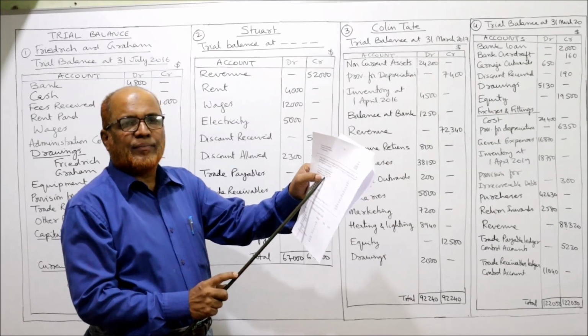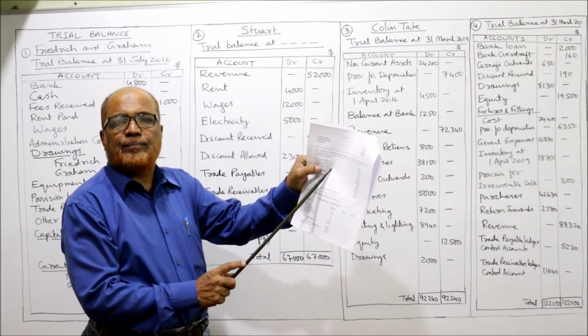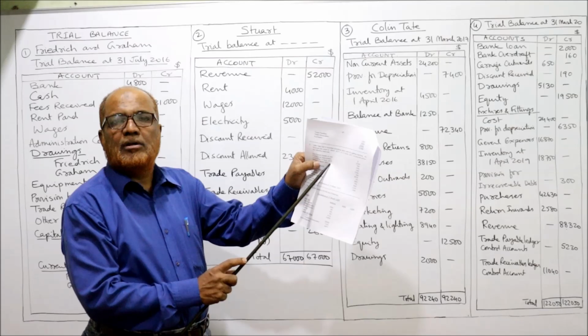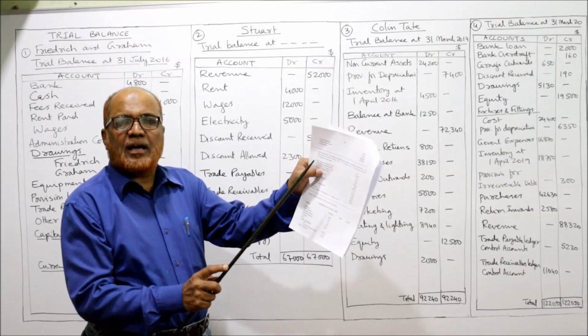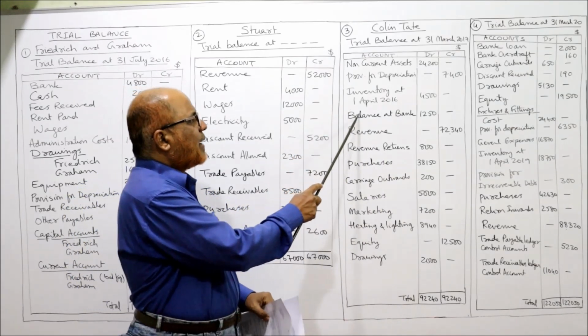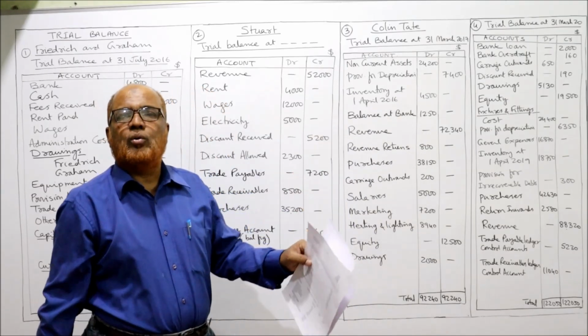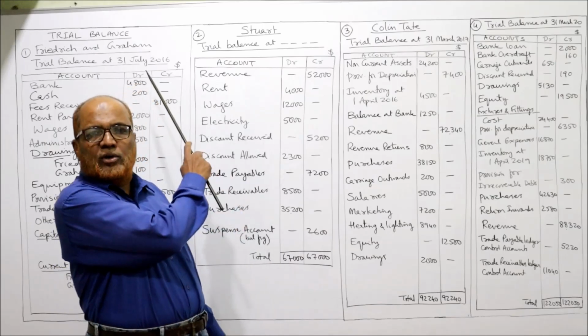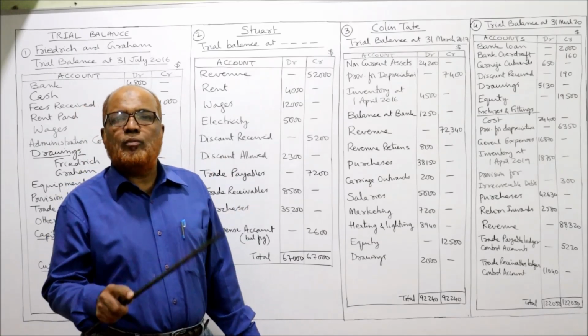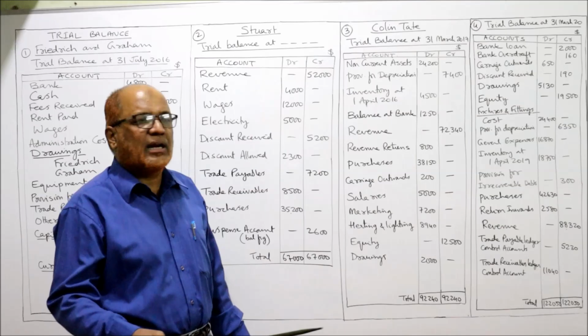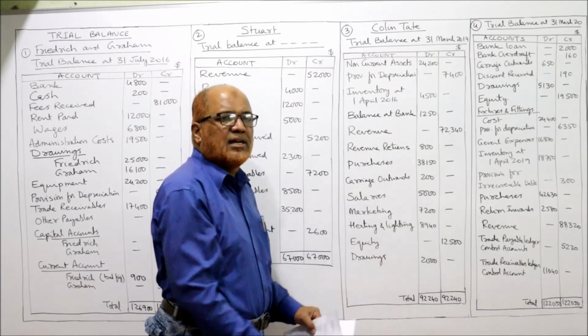Balance at bank, in bracket DR is given. DR stands for debit. So specifically given bank balance debit. So here balance at bank, debit side 1250. Next comes revenue. Revenue means sales. Just now I told you in the previous problem, revenue means sales. It will always show credit balance. So revenue credit side 72,340.